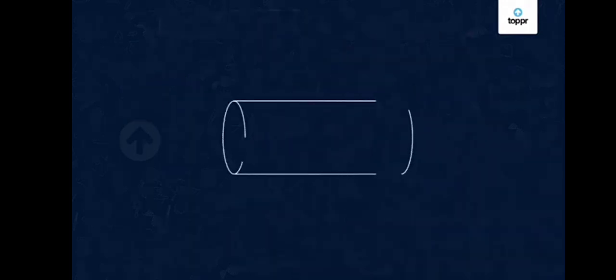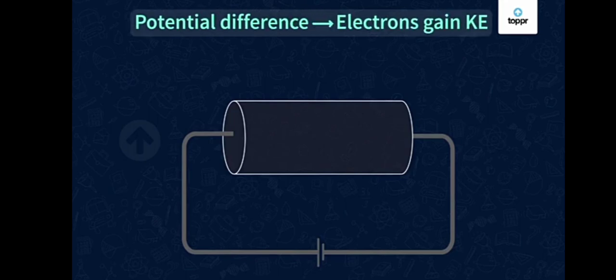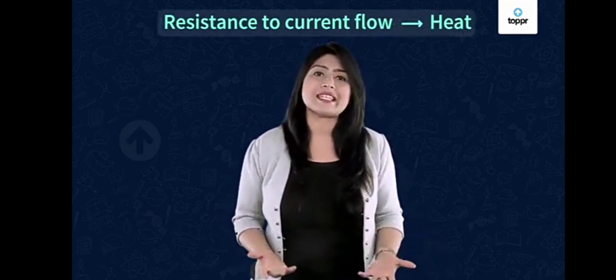Consider a section of wire like this. When potential difference is applied to the two ends of the wire, electrons gain kinetic energy and start moving. While moving, the electrons collide with each other. During these collisions, they lose energy and we feel this lost energy as heat. I hope you now understand that it is the collision or resistance to the electron flow that produces heat.